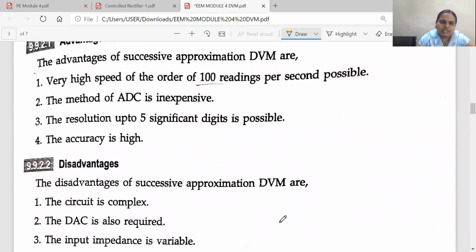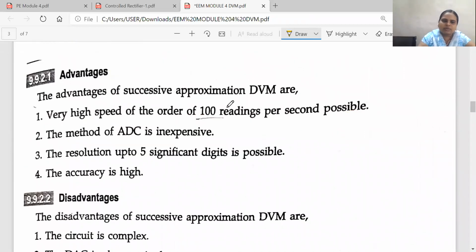Then what are the advantages? With the successive approximation method, the first one is very high speed, of the order of 100 readings per second. The method of analog to digital conversion is inexpensive. A resolution of up to 5 significant digits is possible. Then accuracy is somewhat high.